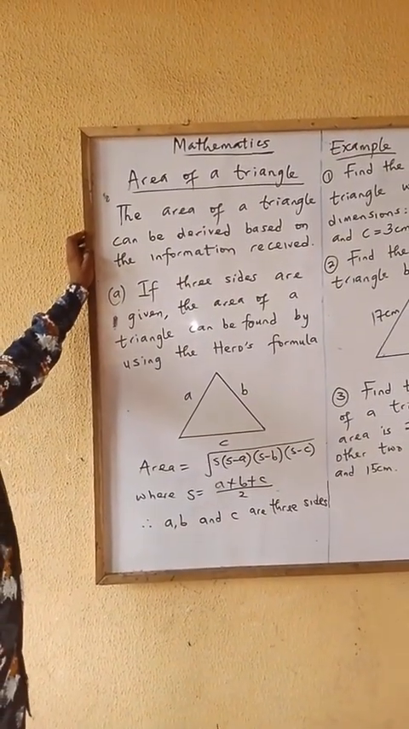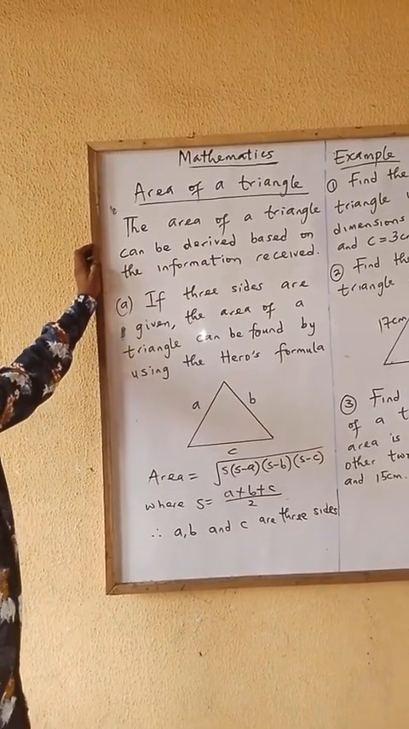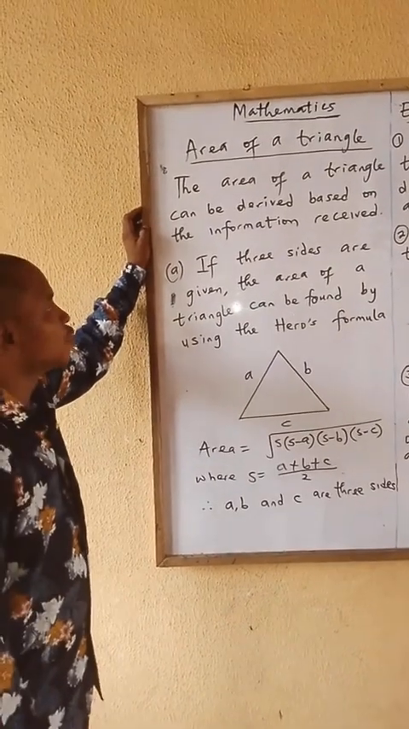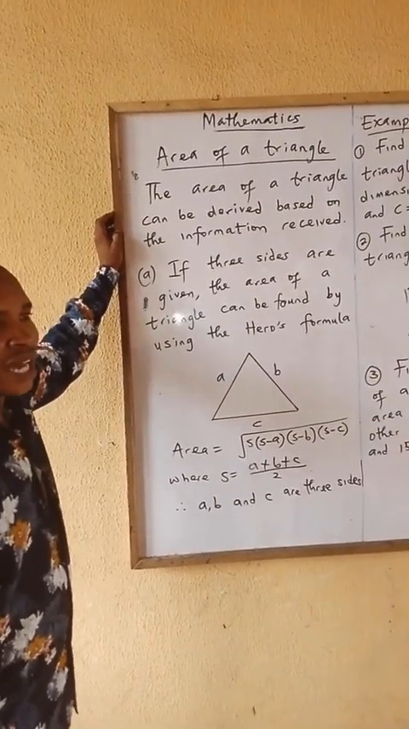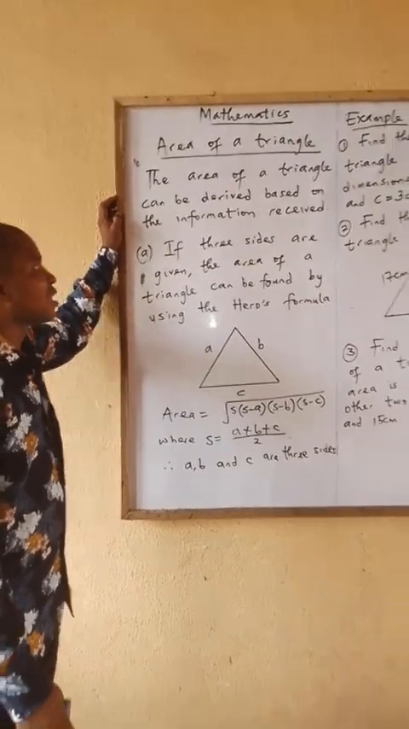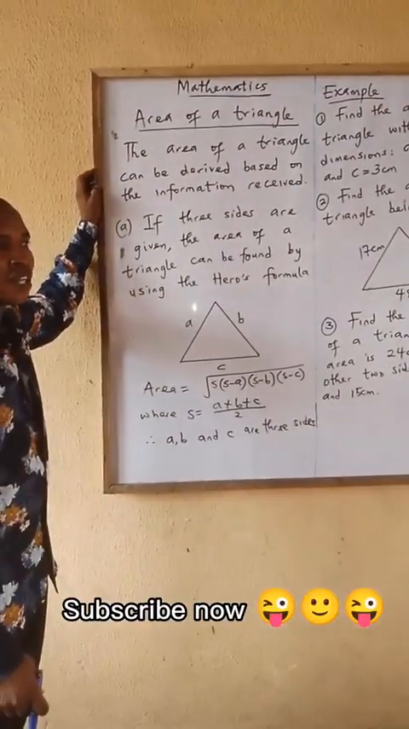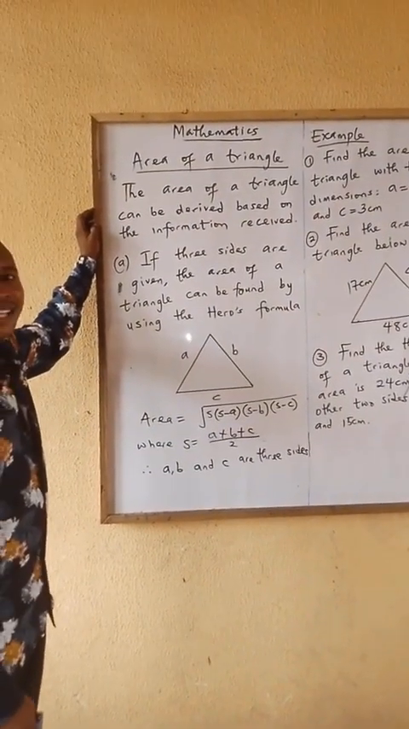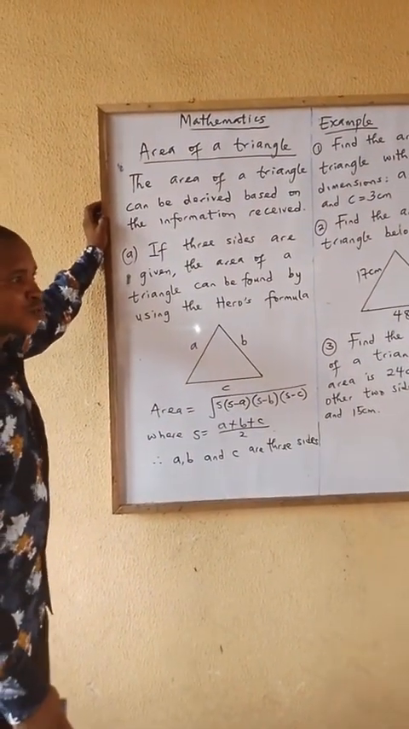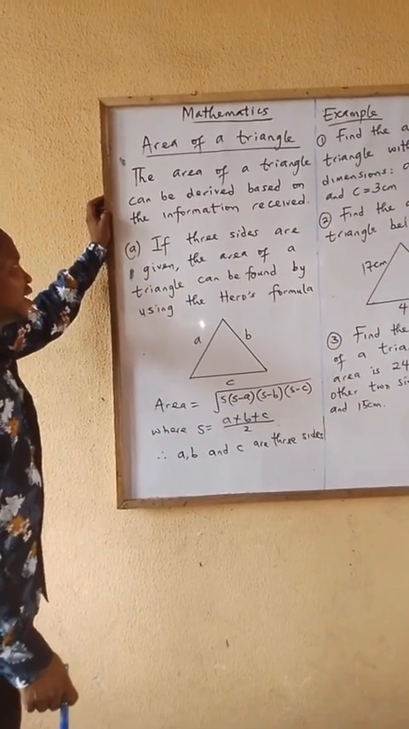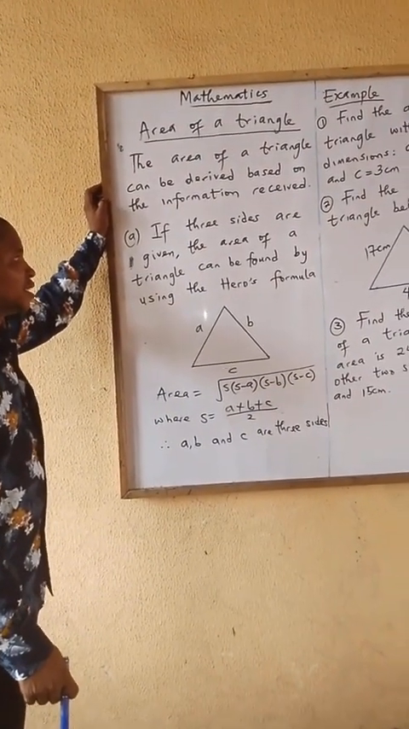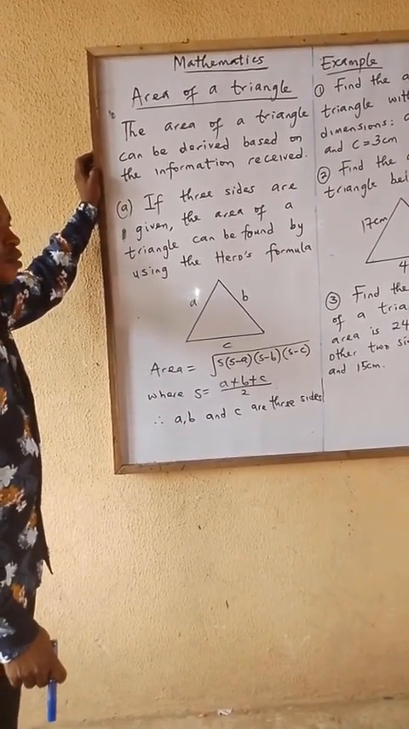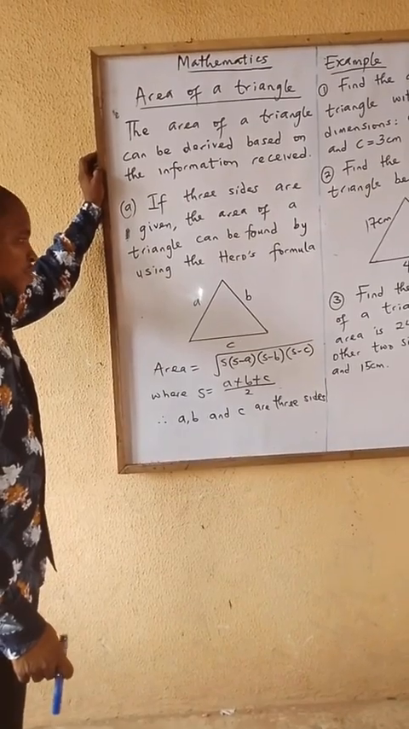Today's topic is the area of a triangle. The area of a triangle can be derived based on the information given. And we have three conditions attached to this area of a triangle, and each condition has a different formula. So you have to take note. Number one, if three sides are given, then the area of a triangle can be solved by using Hero's formula.